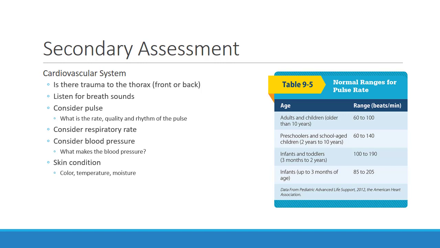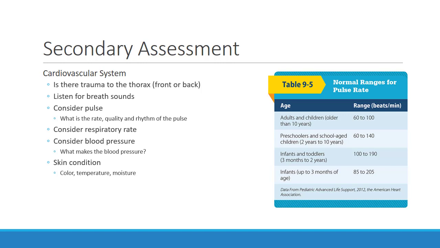We'll look at skin condition. We want to look at color, temperature, and moisture. Skin color is a good indicator of the cardiovascular system, because as the body begins to have problems, if we're, for example, going into shock, the body will pull blood from areas of the body that don't need it. So, for example, the skin does not need blood the way the brain, the heart, and the lungs do. So it will pull blood, which will make the skin pale, for example.